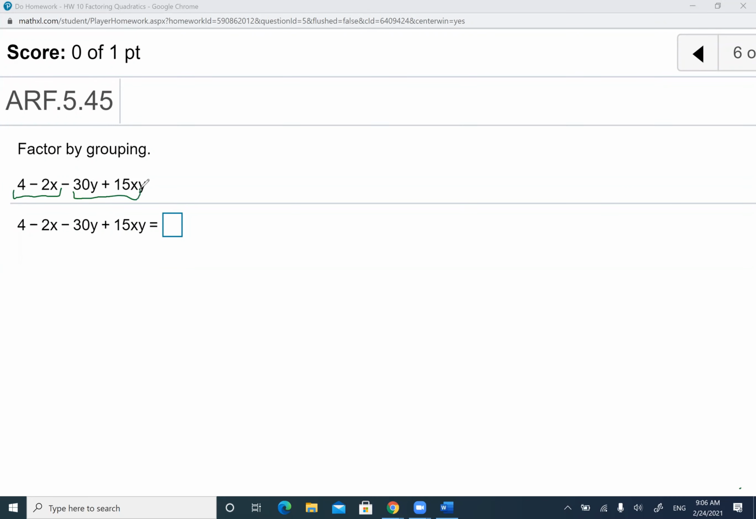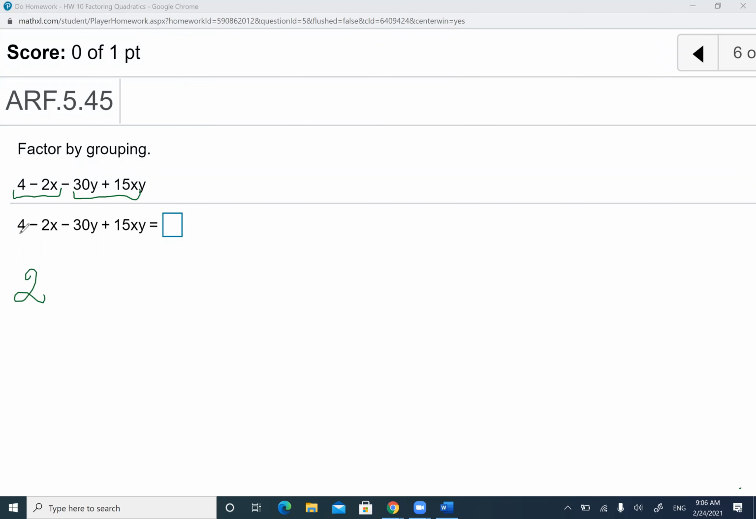So in my first group, I'm going to factor out the greatest common factor. Looking at my first group, 4 minus 2x, what do they have in common? They have in common the number 2, right? So I'm going to pull out 2. So technically divide both of those by 2. That will give me 2 minus x, right? That's how I factor the first group. Okay? So the first group is here, and this is the second group.